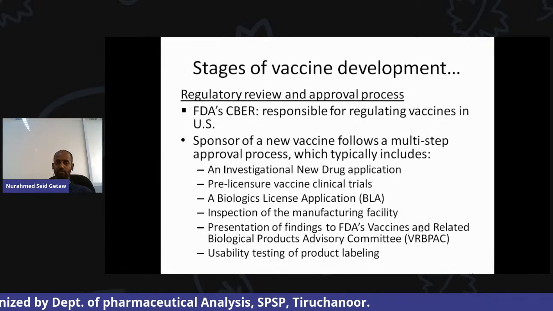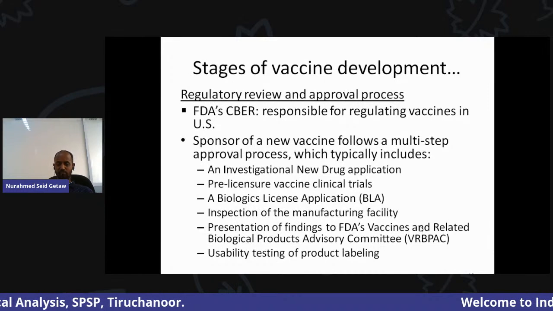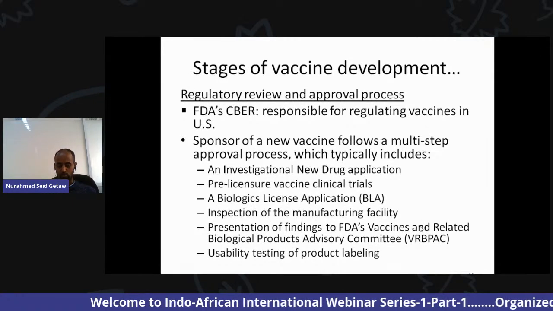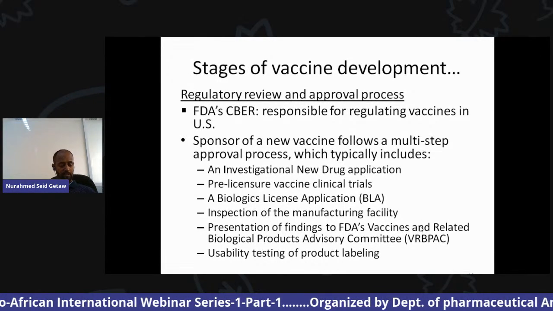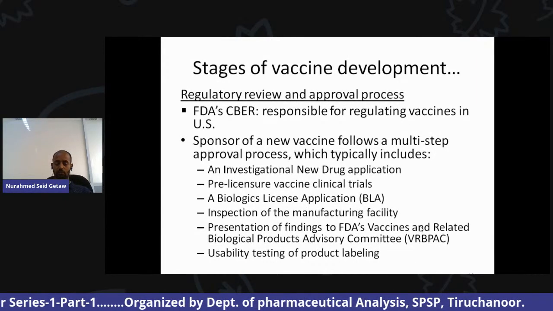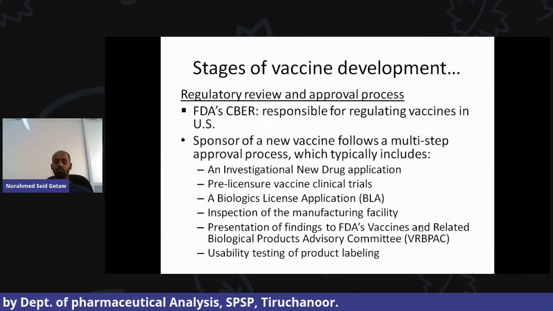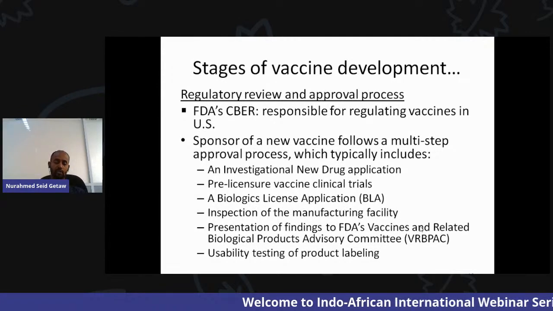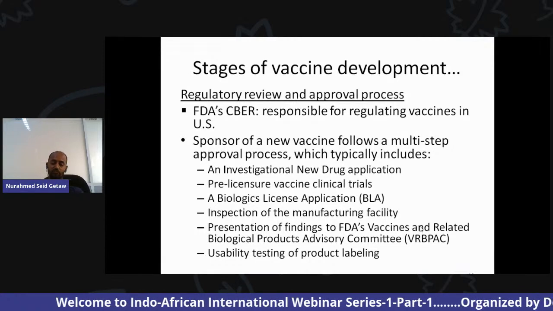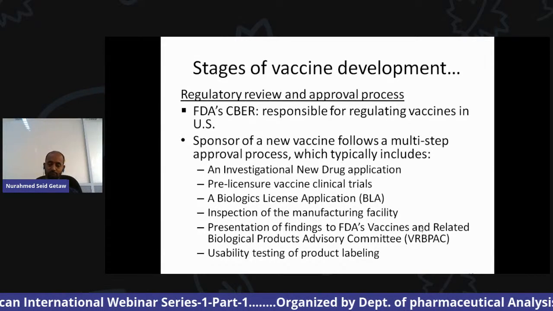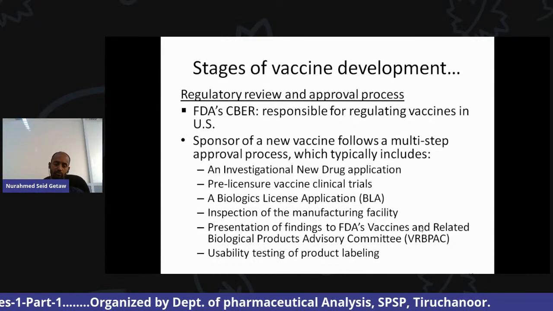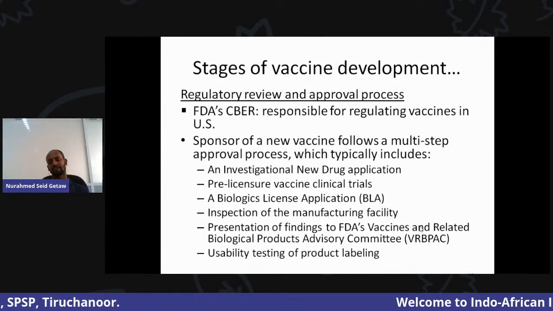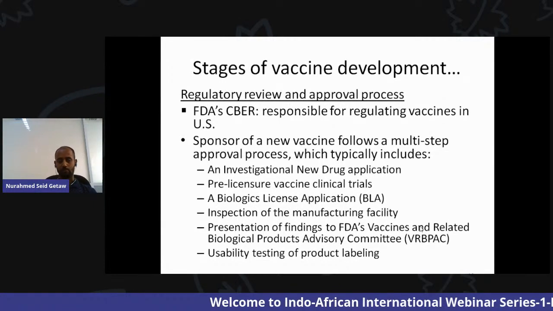So when it comes to the regulatory review and approval process, as I have previously mentioned, the regulatory review, the regulatory actions, and quality assurance aspects are even included right at the moment of deciding to try or check the vaccine on humans. Beginning from that point, the regulatory aspect gets tougher and tougher. So the FDA's specific wing for vaccine evaluation, the Center for Biologics Evaluation and Research, is responsible for regulating vaccines in the US. And the sponsor of these vaccine candidates should pass through these steps.